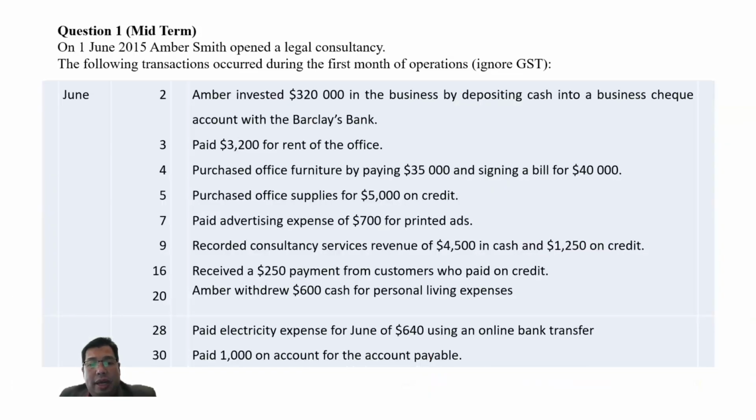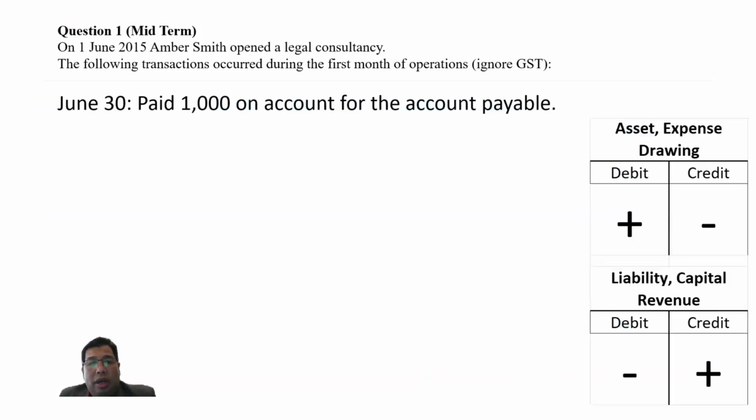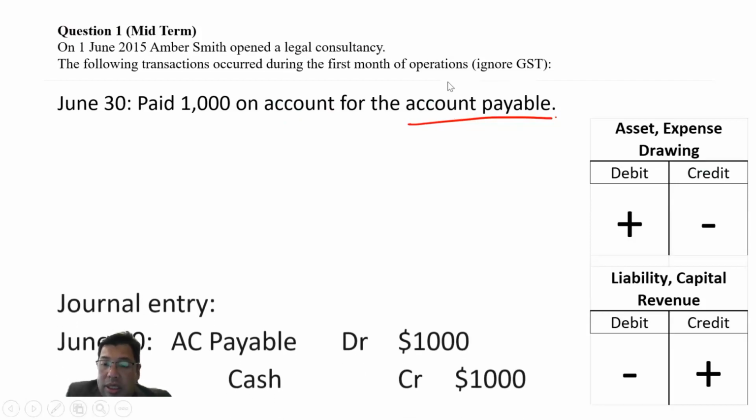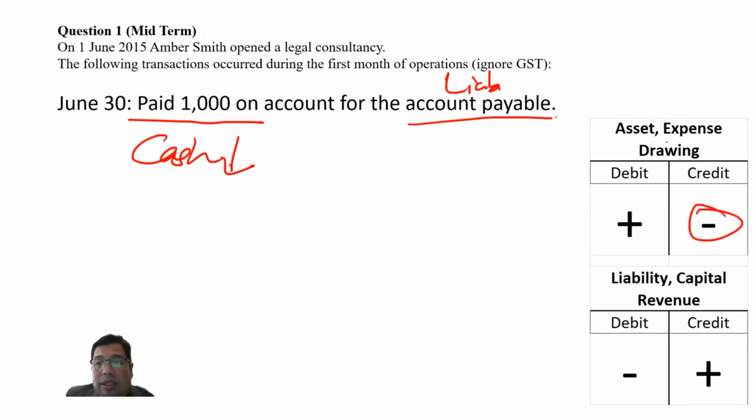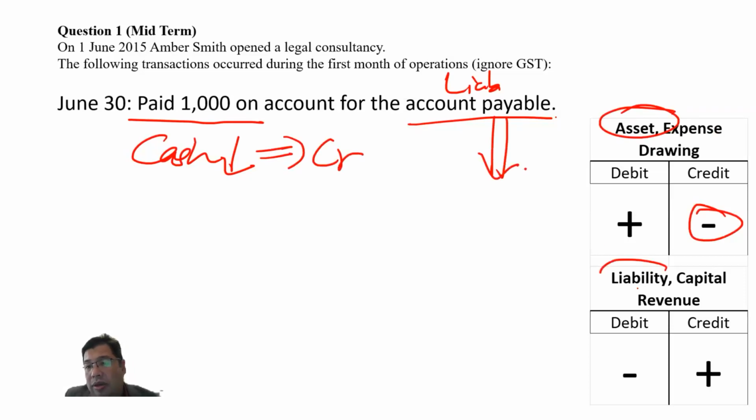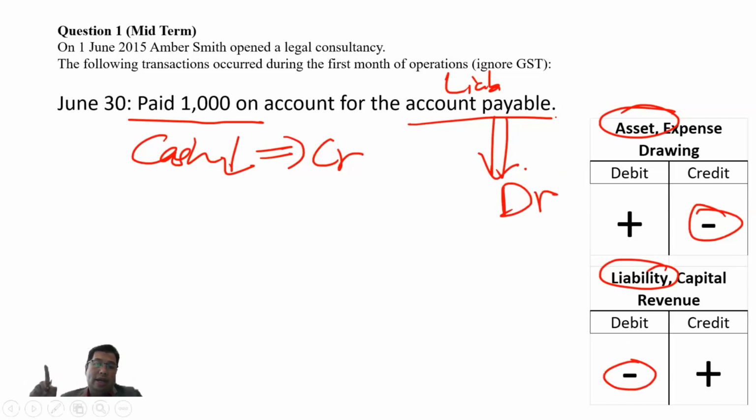And finally, we paid 1,000 on account for the account payable. Sorry, I said account receivable, but it is account payable. This is our liability. When we make payment, what happens is our cash will reduce. Cash reduce, asset reduce, credit. Liability reduce. When you make payment, your liability reduces, so you need to debit the account. So debit liability, credit assets. Reduce in assets, reduce in liability.